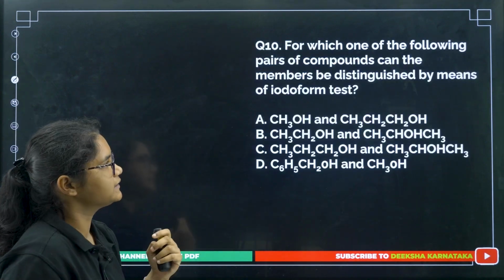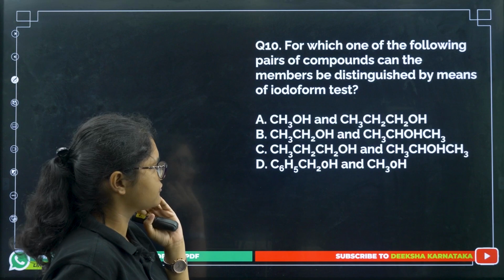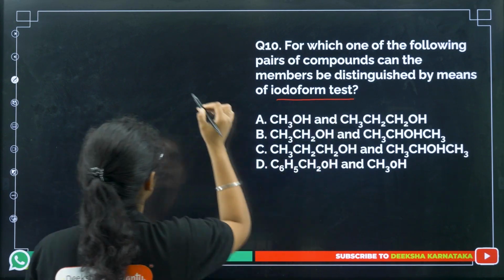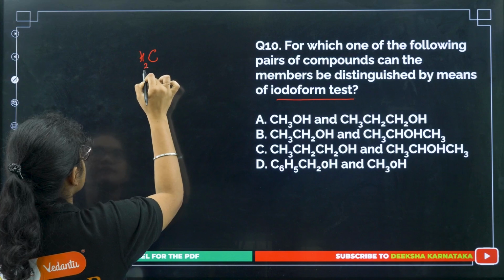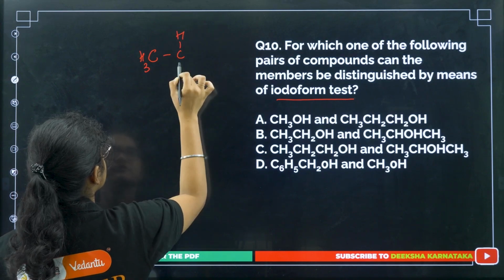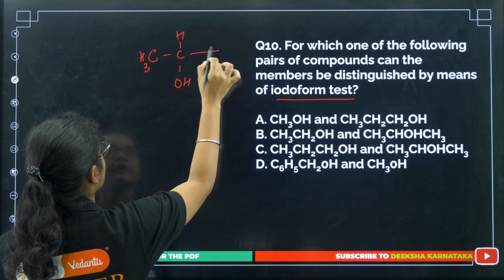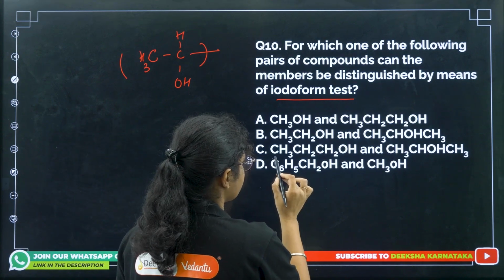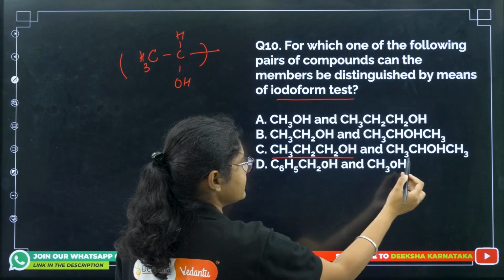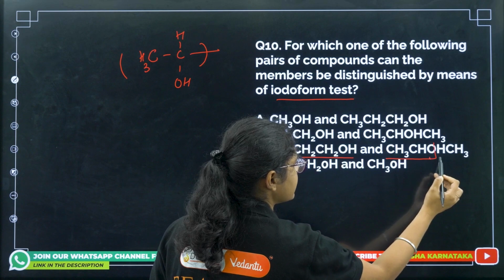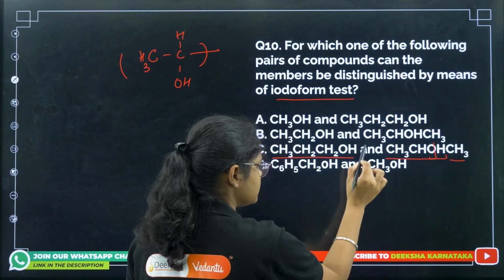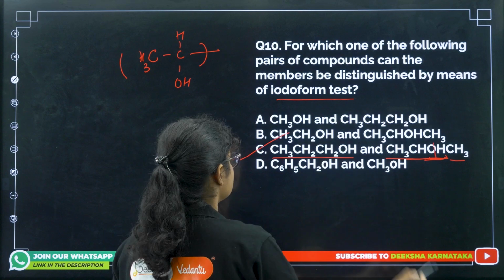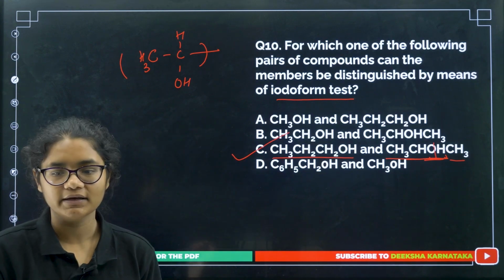Now let us see the question here. For which one of the following pairs of compounds can the members be distinguished by iodoform test? So for the iodoform test, what group is required? CH3CHOH. Right, this group is required. So now if you see option number C, here we have CH3CH2CH2OH, and here we have the CH3CHOH group. So this one will show the iodoform test, this one will not show the iodoform test. So the correct answer will be option number C here.